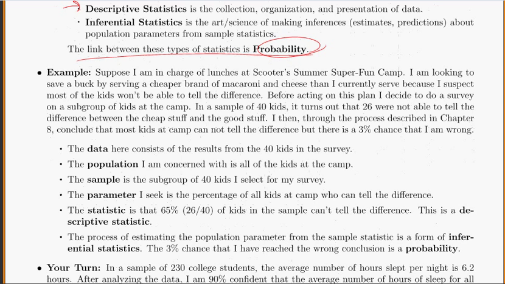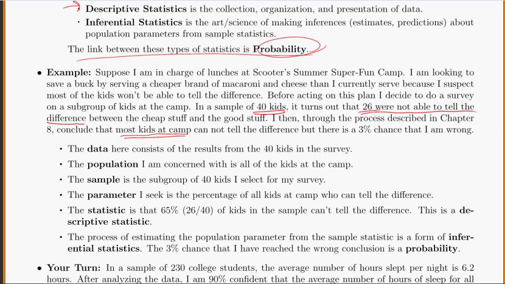The first example, which is done here: suppose I'm in charge of the lunches at Scooter's Super Summer Fun Camp, and I'm looking to save some money by serving some cheaper macaroni and cheese. I currently serve the good kind. I'm going to serve the cheap kind, and I suspect that most kids won't be able to tell the difference. But before doing this, I take a sample of 40 kids, and of that sample, 26 could not tell the difference. So in my sample, certainly most kids could not tell the difference. And through the process described in Chapter 8, I will be able to conclude that most of all the kids at camp cannot tell the difference.